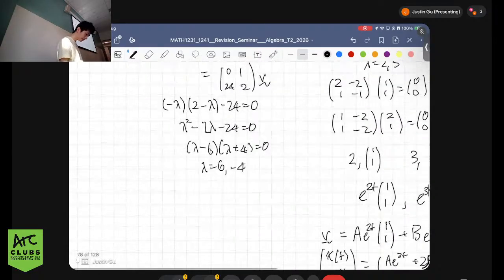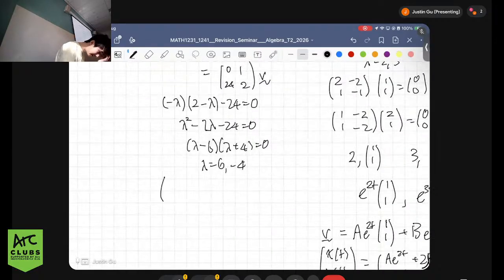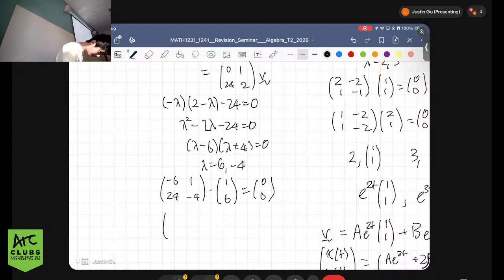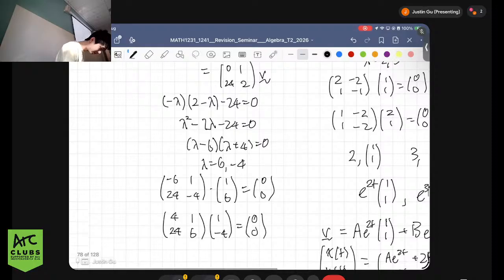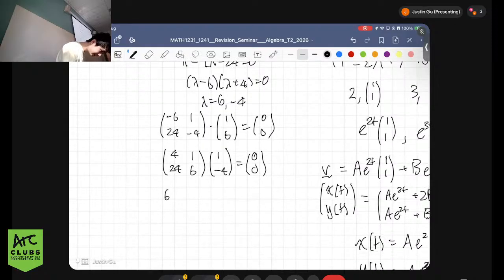Right, so let's look at what they correspond to. For 6, we have [-6, 1; 24, -4], so that times (1, 6) should give the 0 vector. And for the other one, subtracting the negative 4, we get that (1, -4) gives the 0 vector. So our eigenvectors will be (1, 6) corresponding to eigenvalue 6, and (1, -4) corresponding to eigenvalue negative 4.